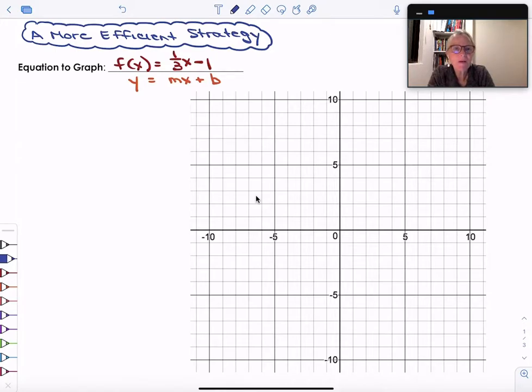Hey, mathematicians, welcome back. And guess what? Still enjoying my hot chocolate.